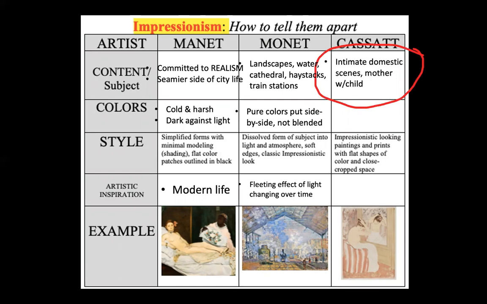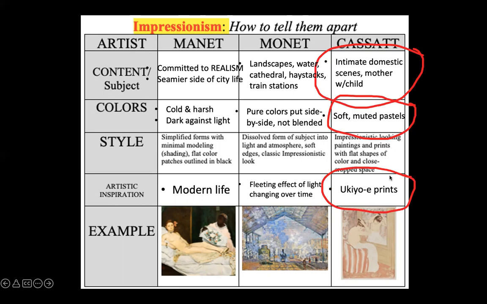All right, so what is she depicting? Intimate domestic scenes, lots with mother and child. If you see an artwork with a mother and a child, you can probably attribute it to Mary Cassatt. Her colors, very pastel-like, soft muted pastels. Style, impressionistic looking paintings and prints with flat shapes of color and close crop space. And she is inspired by ukiyo-e prints. All right.